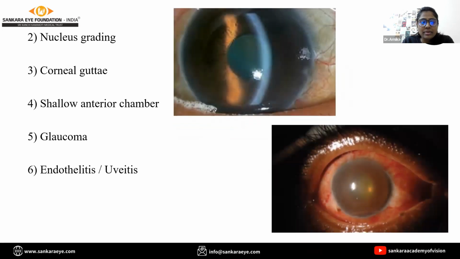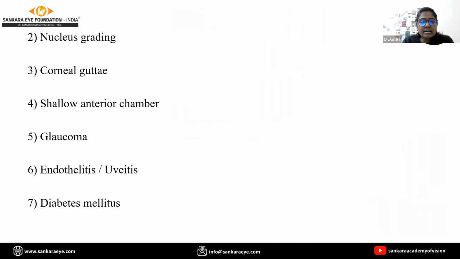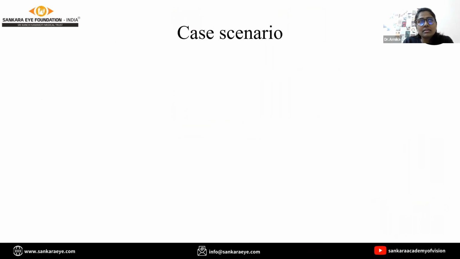Then we need to properly evaluate history of endothelitis and uveitis. And diabetes mellitus and other systemic conditions are a well-known cause of low endothelial count and dysfunction.